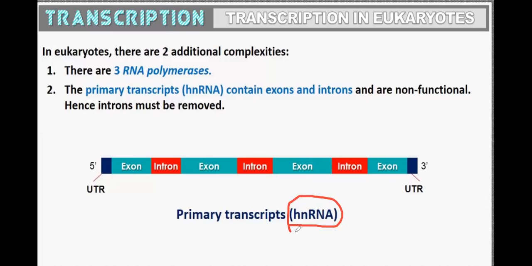Sometimes the question will be asked: what do you mean by hnRNA? hn stands for heterogeneous nuclear ribonucleic acid. Here both exons and introns are present, and they need to be processed. These are primary transcripts. Here there are UTRs, untranslated regions, at both ends, so there will be no translation of them.